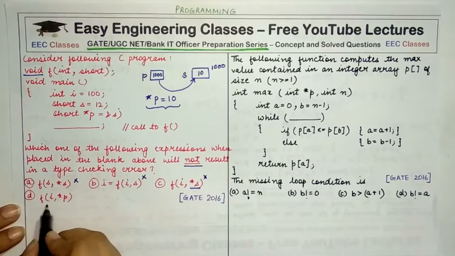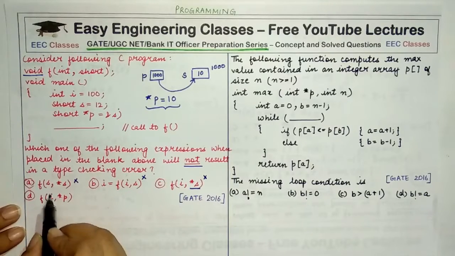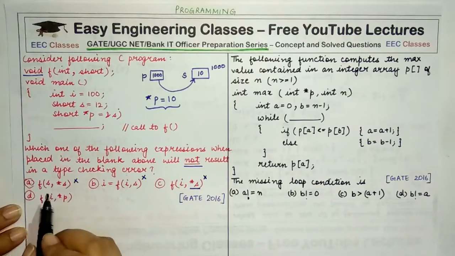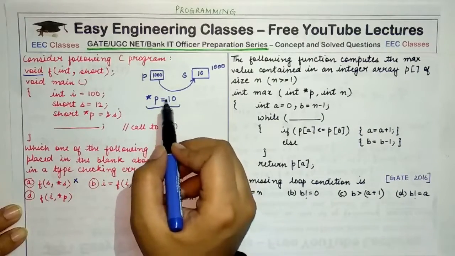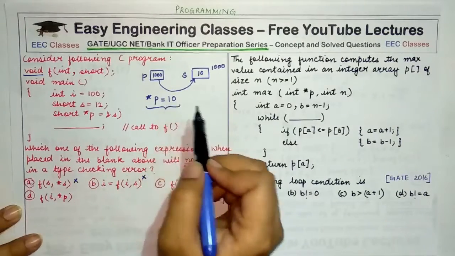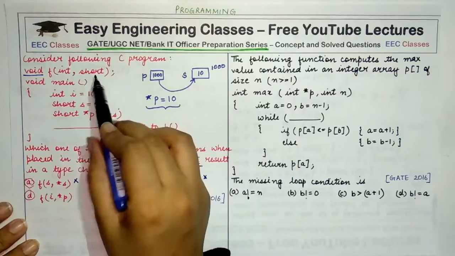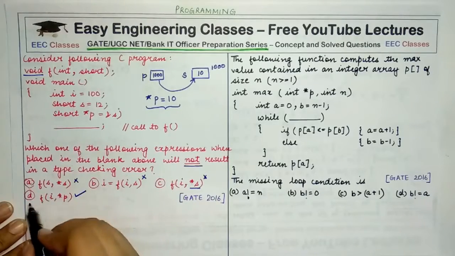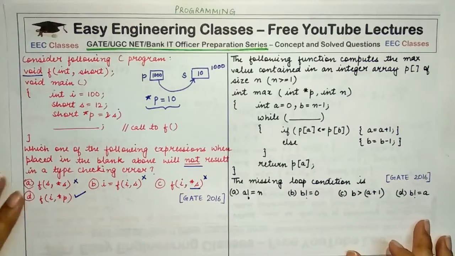Now coming to the last option, f of i comma star p. i is an integer, so it is perfectly valid. Star p is possible because p points to s and star p would give me the value of s, that means a value having the data type short. So yes, first is integer, second is short, and this is acceptable. So D is the correct option here. This was a pretty easy question.